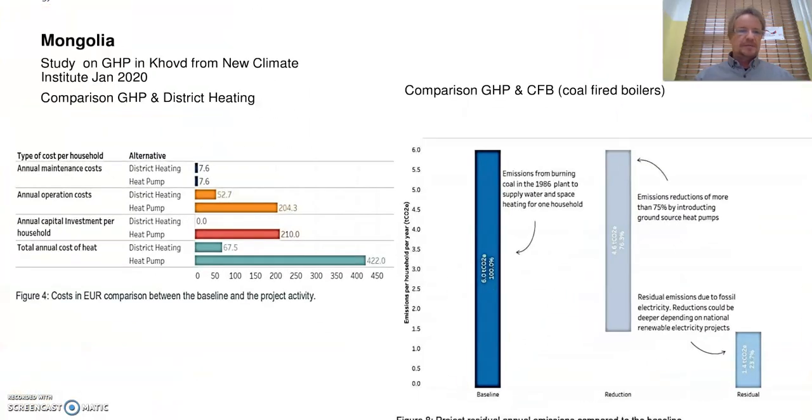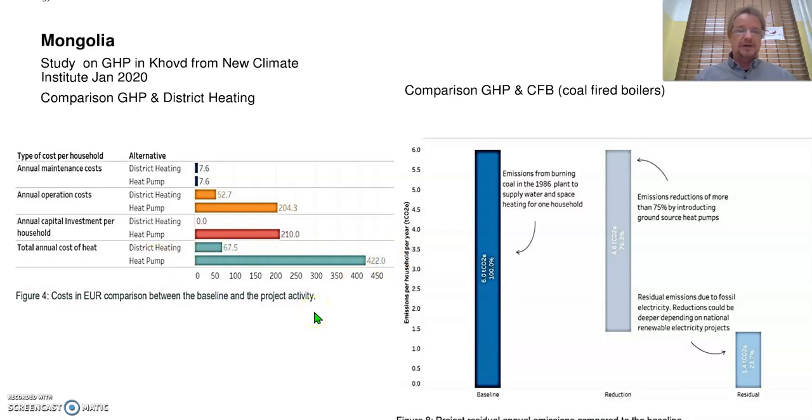And here's some comparison. Please note, these comparisons are a little bit tricky. It's from a new study in Covot, a comparison between the existing district heating and a new geothermal heat pump. You can see the maintenance costs are both the same, just a maintenance cost once a year. For annual operation cost, the heat pump is higher because district heating is very cheap. The annual cost, of course, is the investment, which is much higher. It's all in euro. The total cost of heat in district heating is only 67 euro. For the heat pump, it's 400.